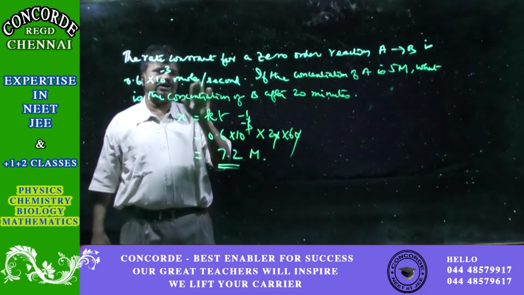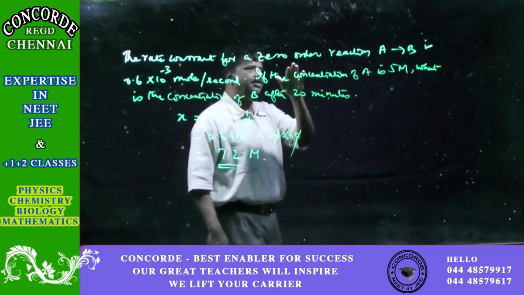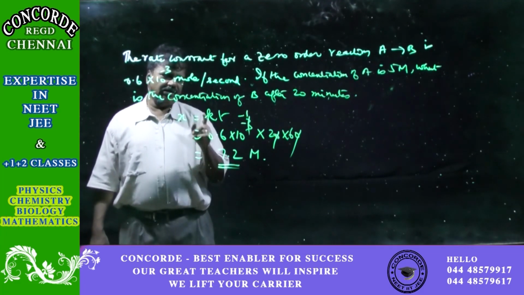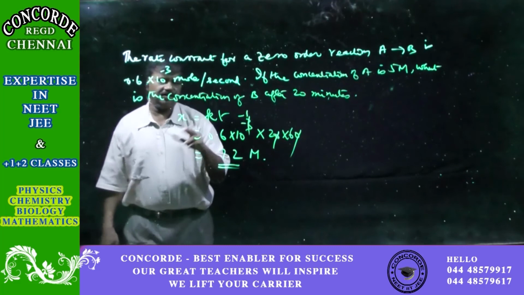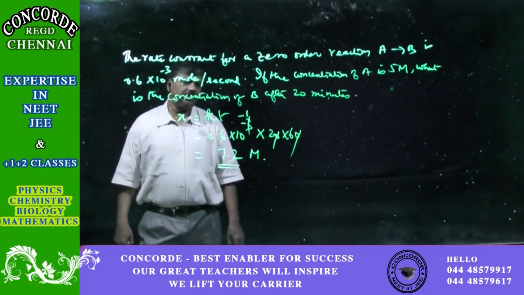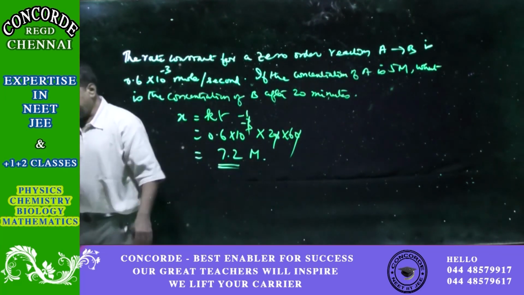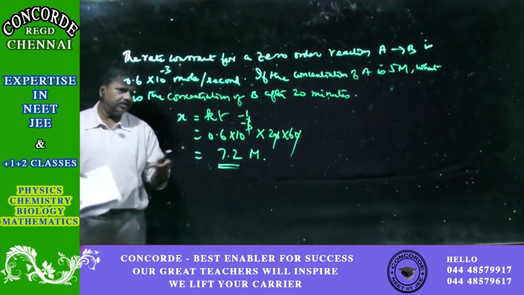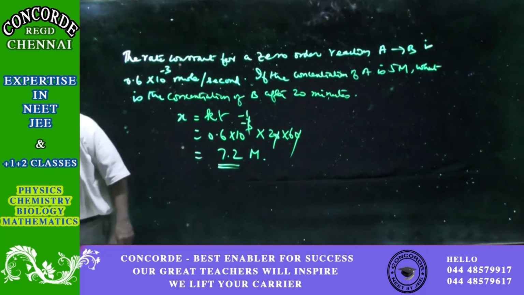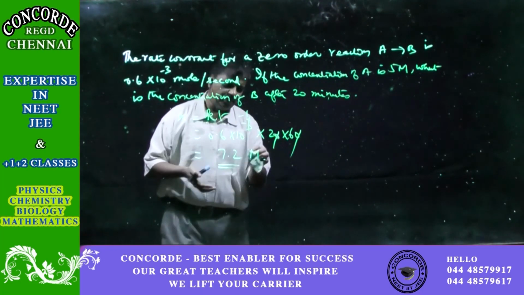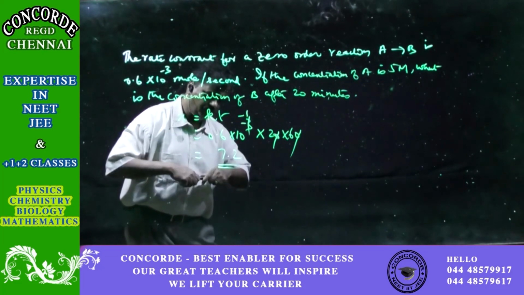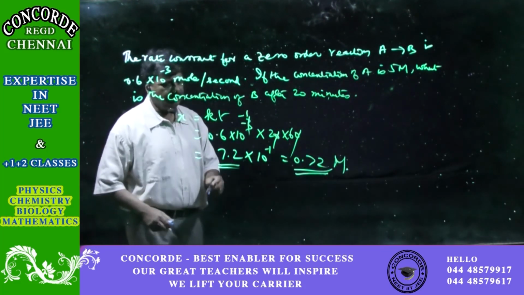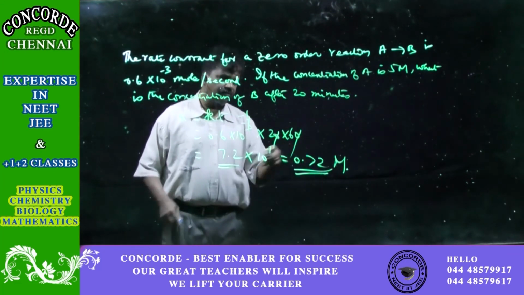Hope you are able to understand. Since the rate constant unit is in mole per second, there itself we can derive that this is a zero order reaction. For a zero order reaction, the concentration is a multiple of k into t. So we are getting this answer. This is 0.6 into 10⁻³, correct. So whatever values we have, this is 1 minute. Actually, even this answer should be 7.2 into 10⁻¹, or 0.72. So 0.72 is the right answer.